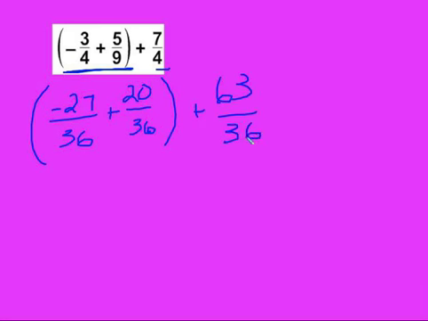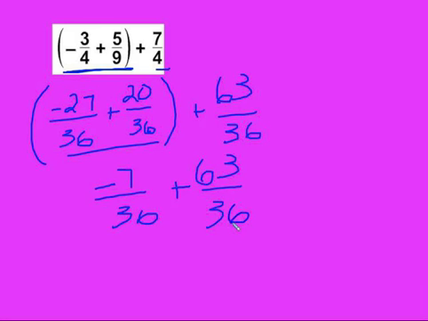So when I go to add, negative 27 plus 20, that's going to be negative 7 over 36. So that's the parentheses that are done, now plus 63 over 36. Well, negative 7 plus 63 is actually going to be 63 minus 7, which is going to be 50.